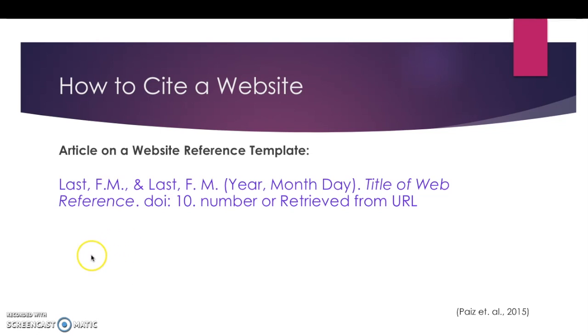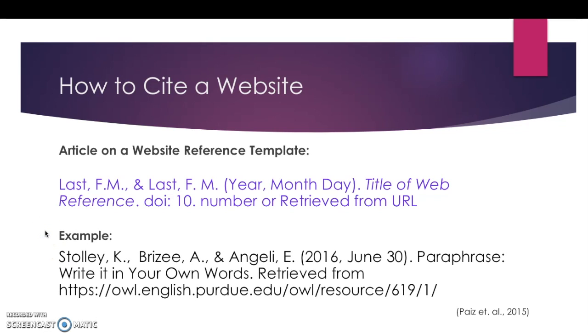Here's an example of an article on a website reference template that you can use to help you format your source. And here's an example of what it would really look like. As you can see, you have the author's names. Make sure they're listed in the order they appear on the article.